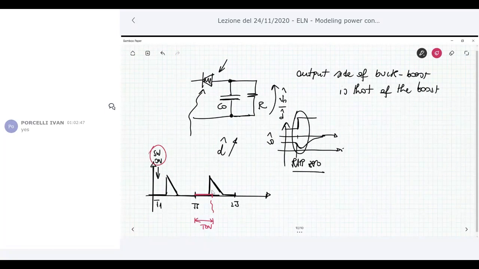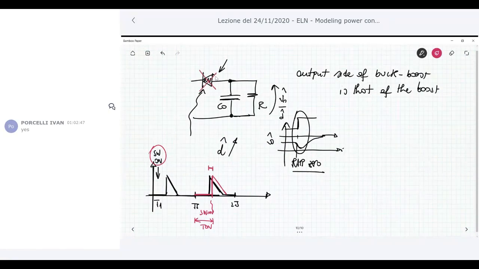So that means that, again, as happened in the boost, I delay the turn on of the diode, because when the switch is on, the diode is off. So the diode starts to be on here, at this point. So we have a delay. During this delay, the diode is again off.